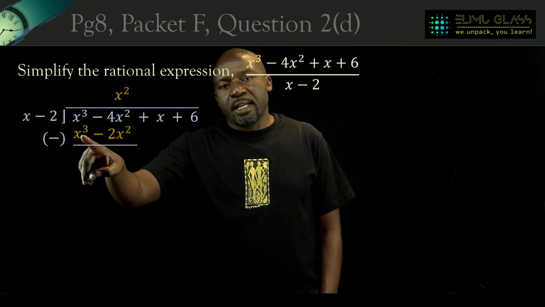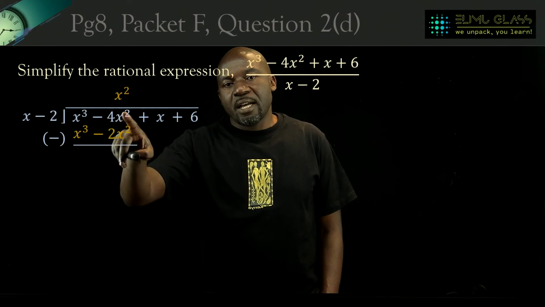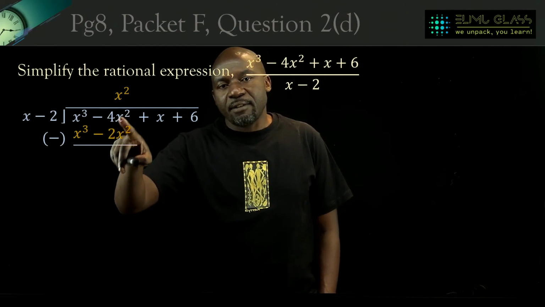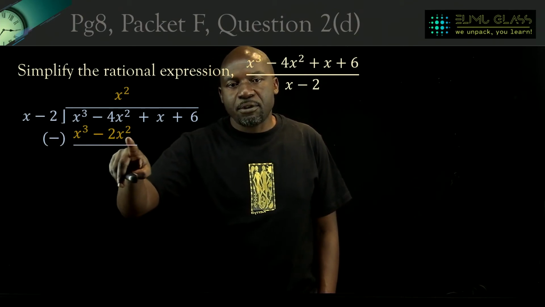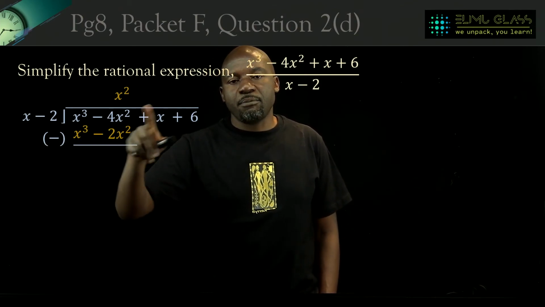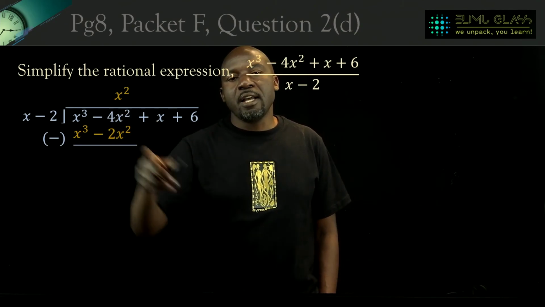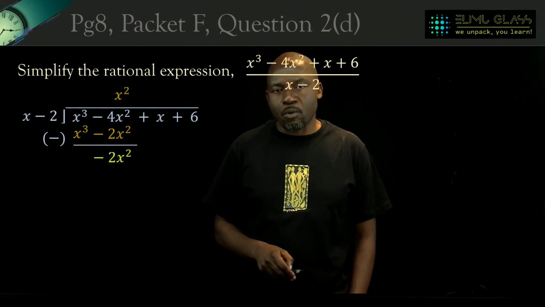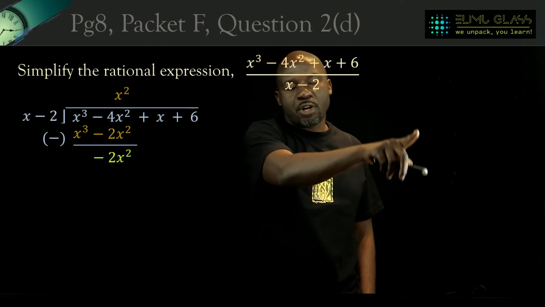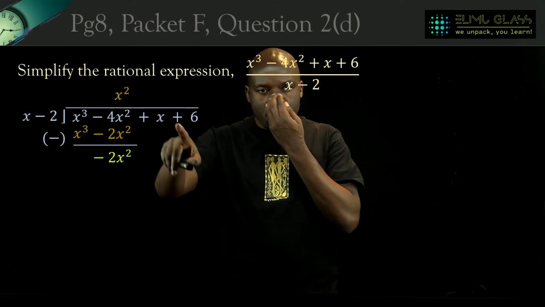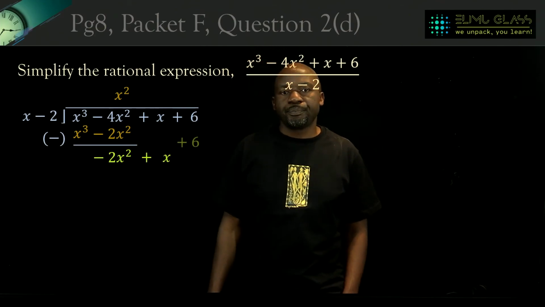x cubed minus x cubed is 0. -4x squared minus -2x squared: minus negative becomes plus, so it's like minus 4x squared plus 2x squared. That is going to be -2x squared. And now we drop the next number the same way we dropped the 2. So now we drop the next two numbers here, x and 6, down.